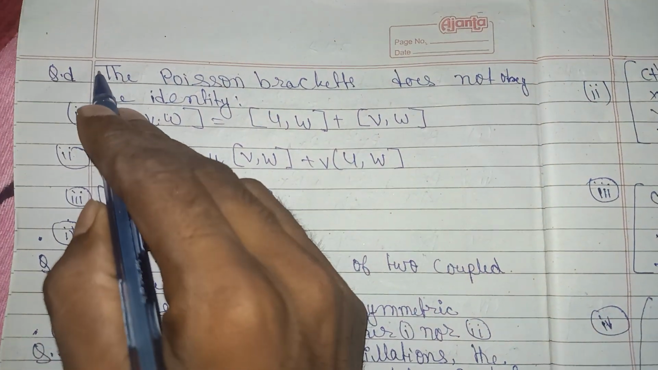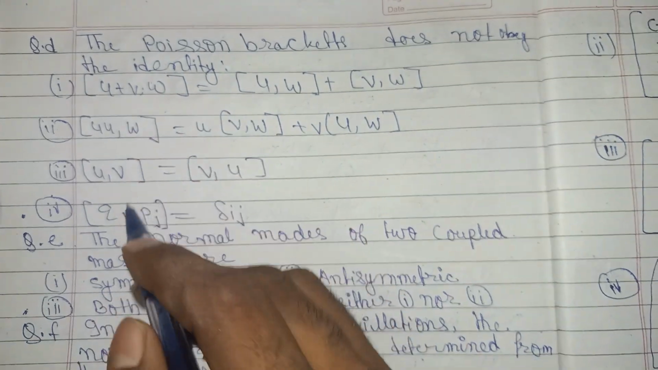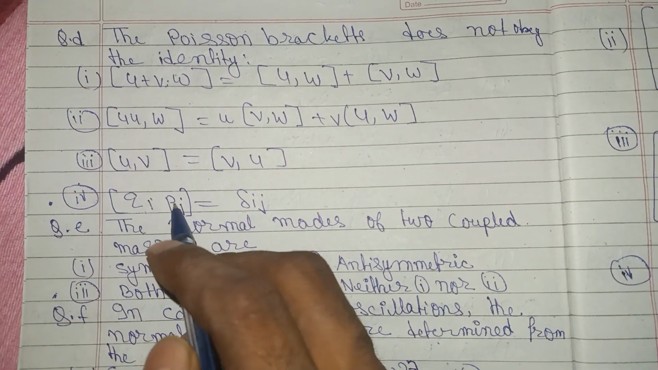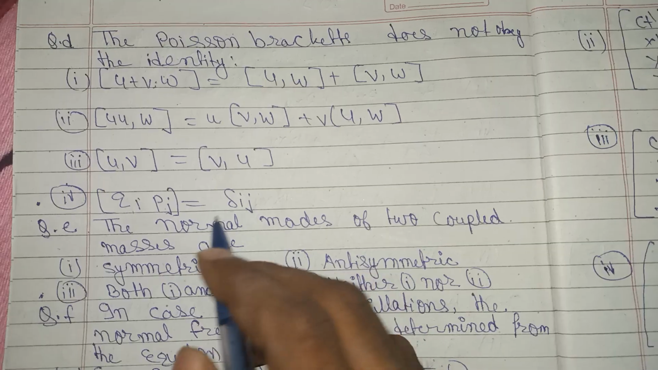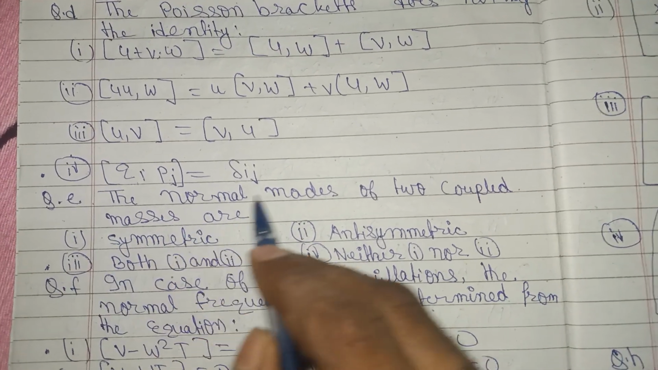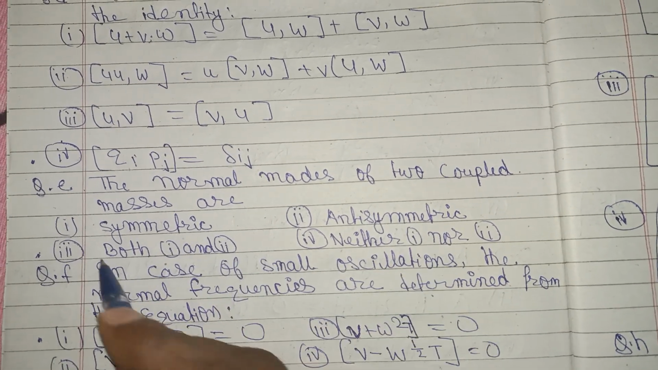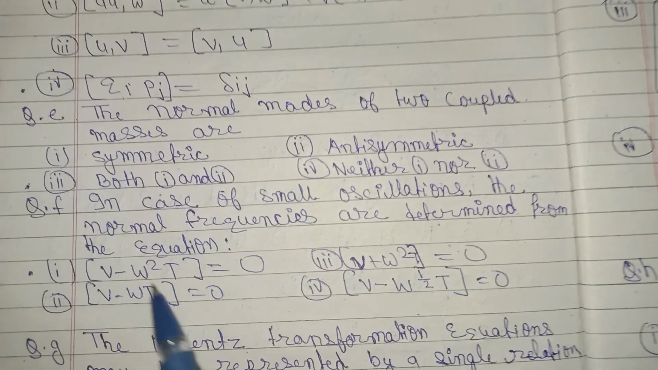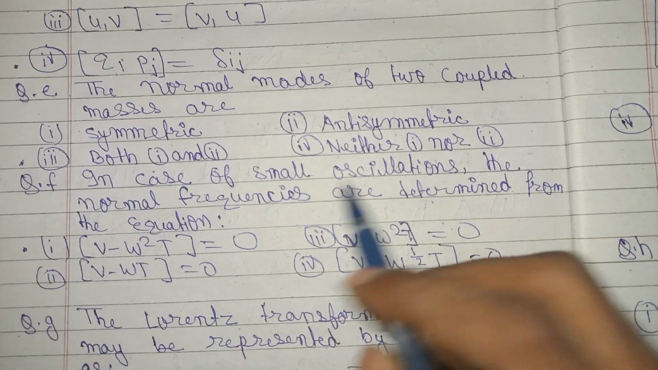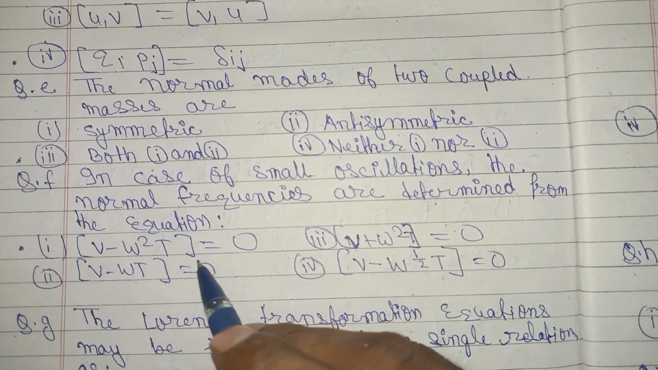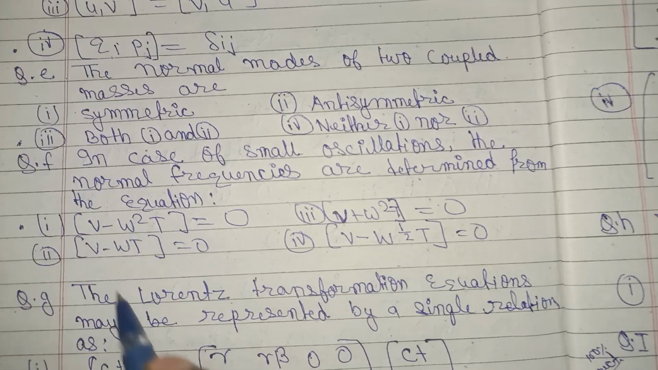And question number 4, the Poisson brackets do not obey the identity, so which is the correct one? qi pj equals delta ij, this does not obey. Question number 5, the normal modes of two coupled masses are symmetric and asymmetric, both A and B, so option C is correct. Question number 6, in case of a small oscillation the normal frequencies are determined from the equation V minus omega square T is equal to 0, this is the correct relation.